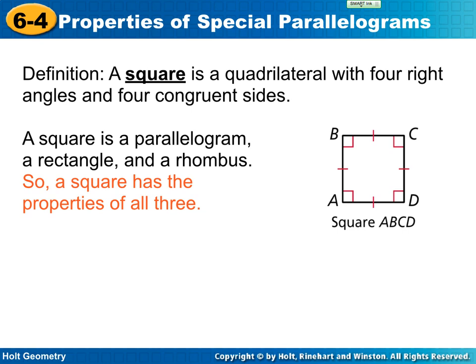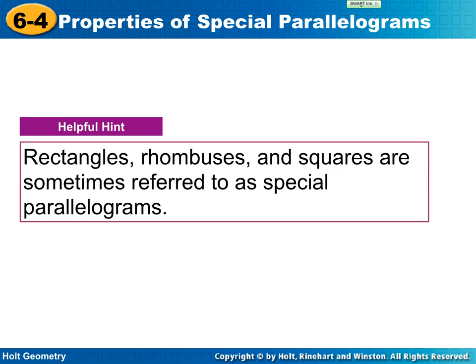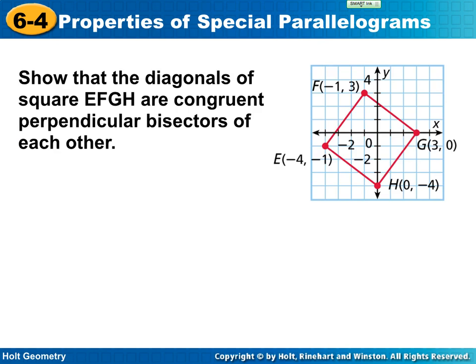So everything that applies to those shapes applies to a square. So a square has a lot of properties to it. We're going to show some of those properties by calculations. So show that the diagonals are congruent, perpendicular, bisecting each other. So there's 3 things you need to show on each of these. You're going to use calculations.